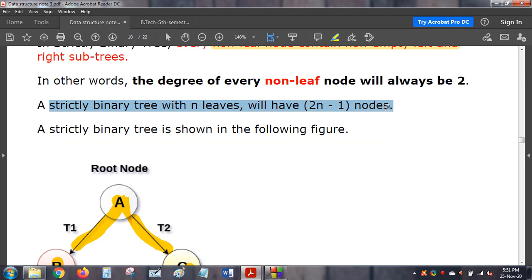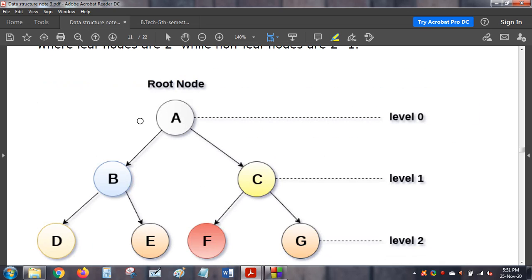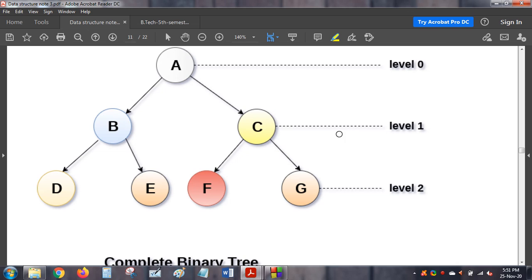Now, a binary tree is said to be a complete binary tree if all the leaves are located at the same level of depth. All the nodes are located at the same level of depth. So, it will be a complete binary tree.